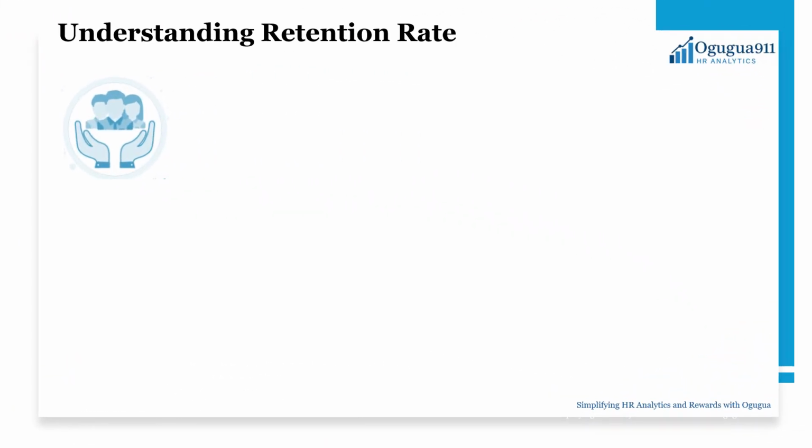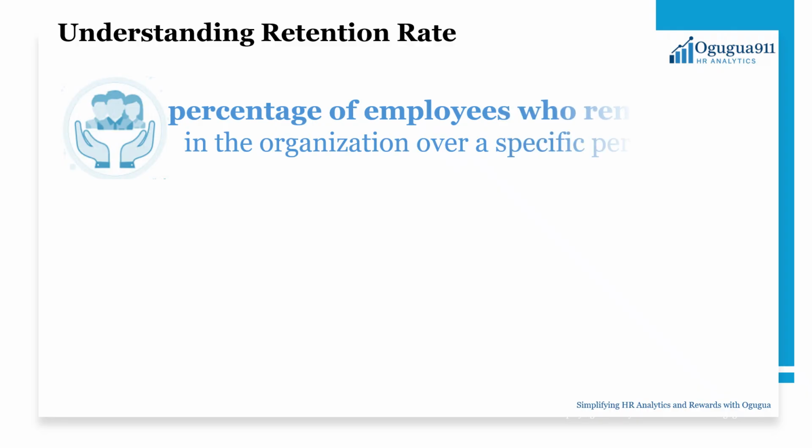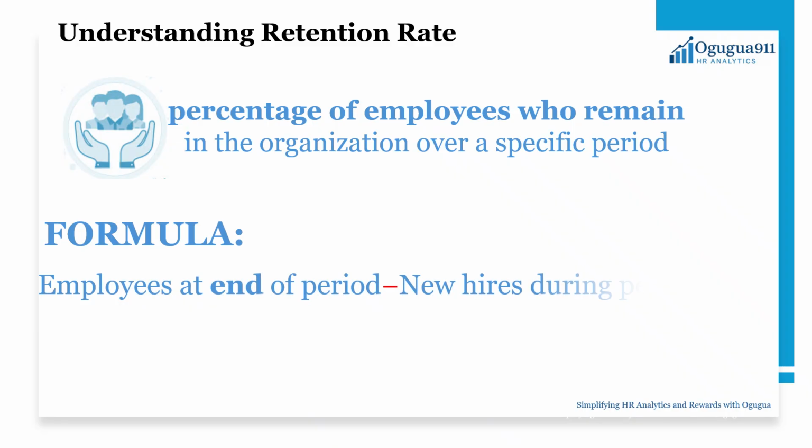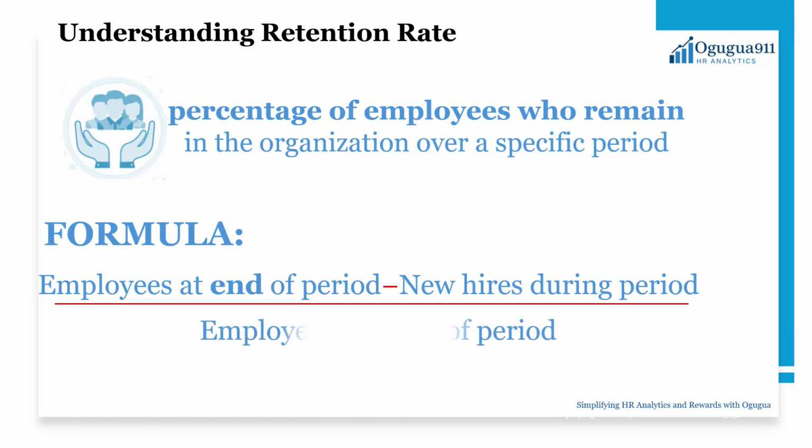Retention rate simply measures the percentage of employees who remain in the organization over a specific period. And the formula is simple. Your retention rate is measured as employees at the end of the period, you must have removed your exited employees, subtracting the new hires also during this period. Then you divide the total by the employees at the very beginning of the period and you multiply it by 100.